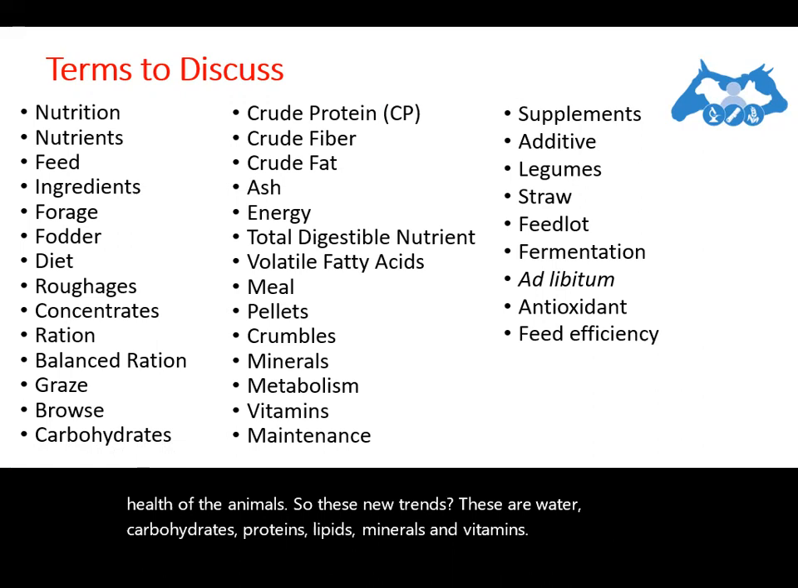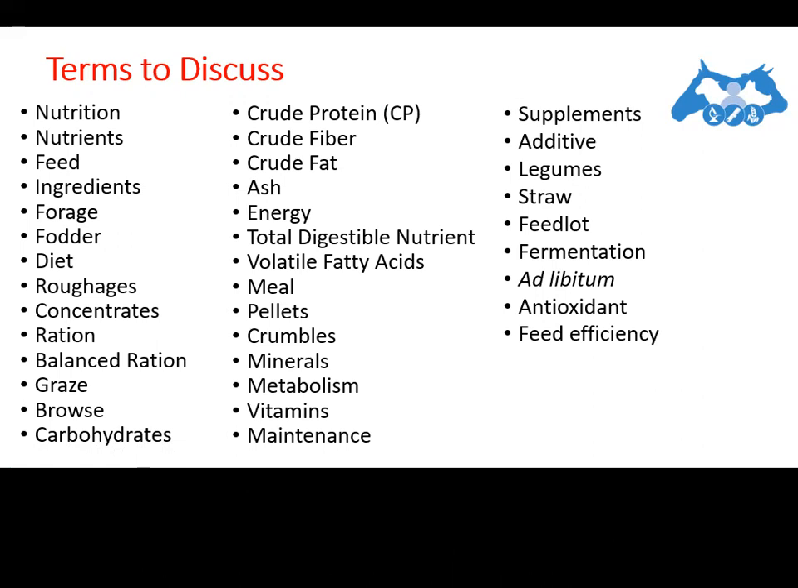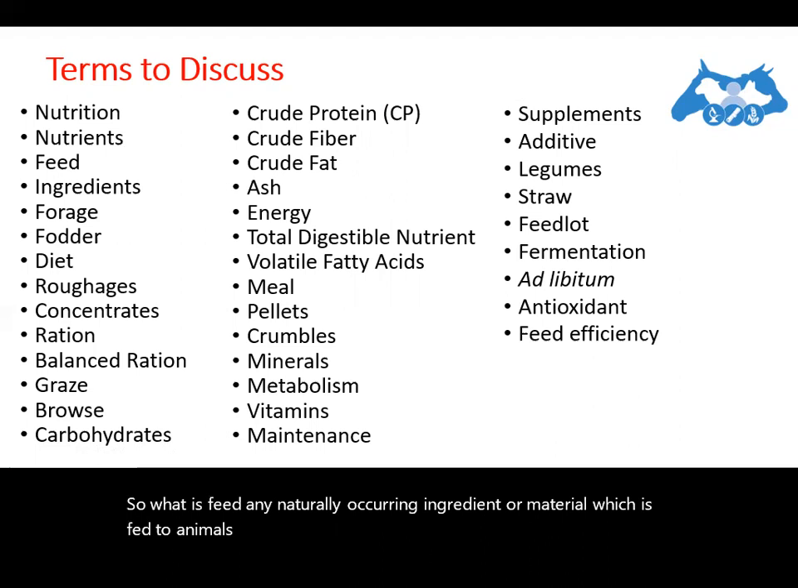Next is feed. What is feed? Any naturally occurring ingredient or material which is fed to animals for the purpose of sustaining them is known as feed. Then come the ingredients. Ingredients are constituents of feed materials.